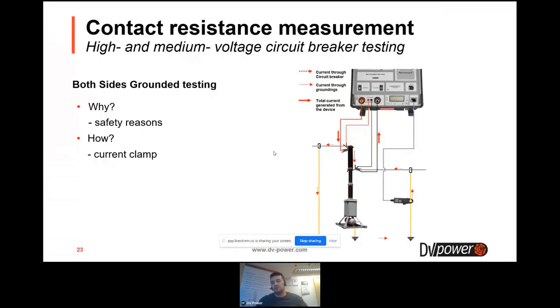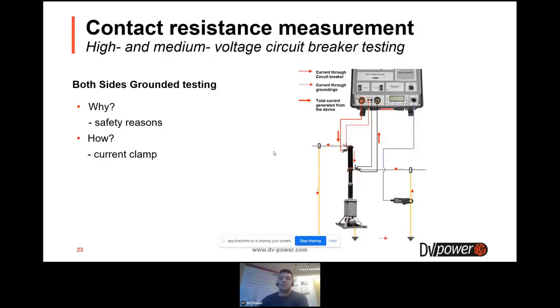When we're speaking about contact resistance measurement, why is it more demanding? Because in one side grounded conditions, the only loop for current during the testing is through the test leads and through the breaker. But when you add second grounding, you will have an additional path for the current through these grounding cables and through the grounding system in the substation. Of course, this resistance is much higher comparing with the resistance of the breaker, but some small amount of the current, 1 or 2%, for example, can flow through the ground.